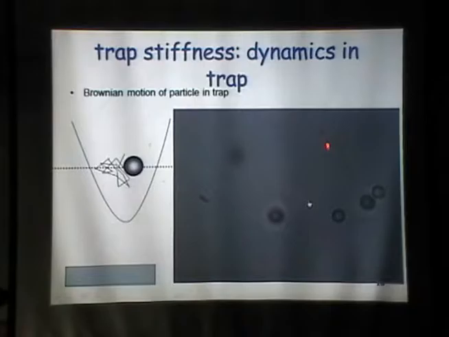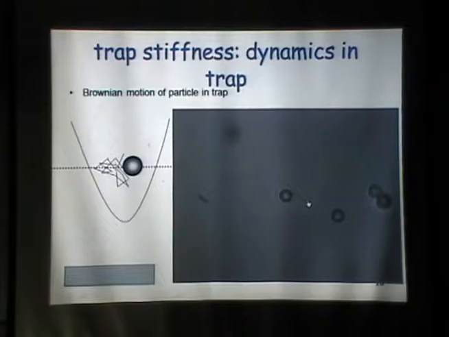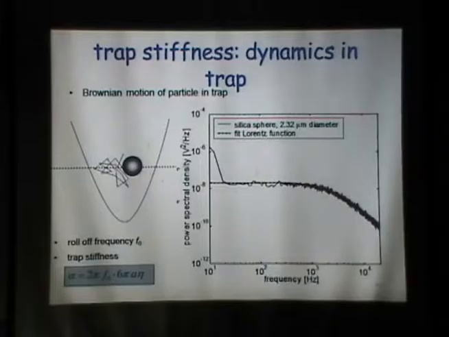So this is my potential here, and the particle is moving with Brownian motion, and I can measure that Brownian motion. I'm following the particle in the trap, and I can look at the power spectrum of this particle, and this is the characteristic power spectrum for the particle. By studying it in detail, we can then establish trap stiffness. And obviously, for biological applications, we want a very soft trap, and we can achieve that very easily.